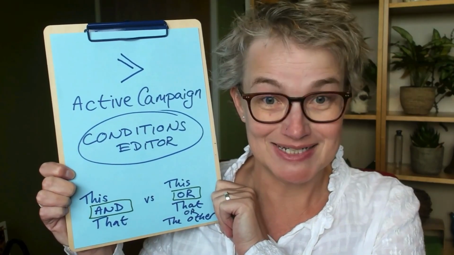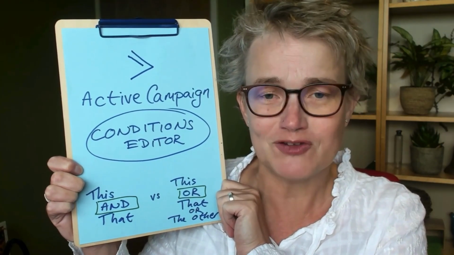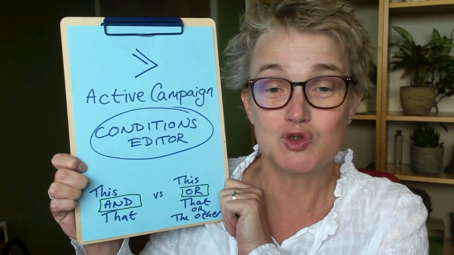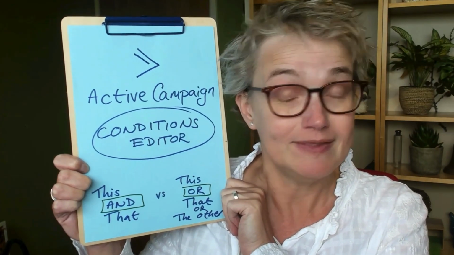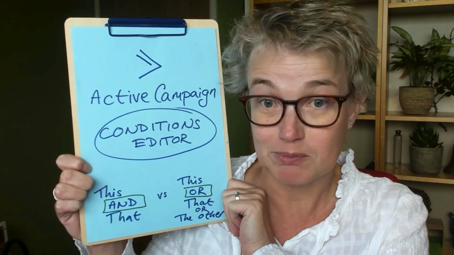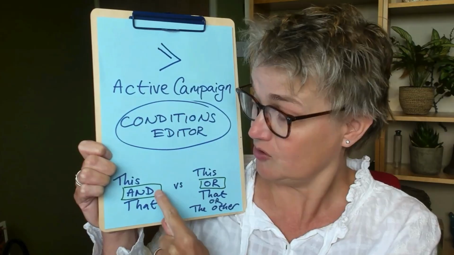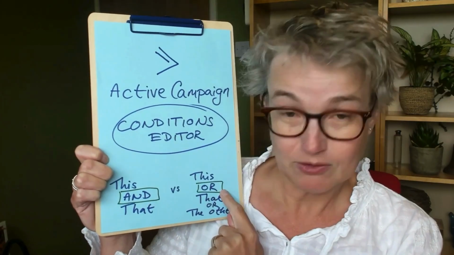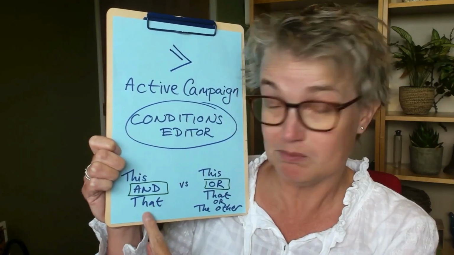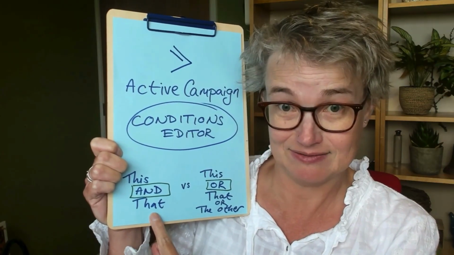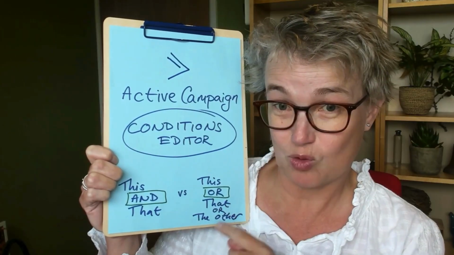The ActiveCampaign conditions editor. It's all over ActiveCampaign, and it is fundamentally important for sorting through or finding your contacts based on stuff that they have in common, stuff that we know about them, that ActiveCampaign knows. It's a way of sorting through them. And it uses the conditions "and" or "or". So it's basically saying, find me some people who meet this and that, or find me some people who meet this condition or that thing, or that thing, or that other thing.